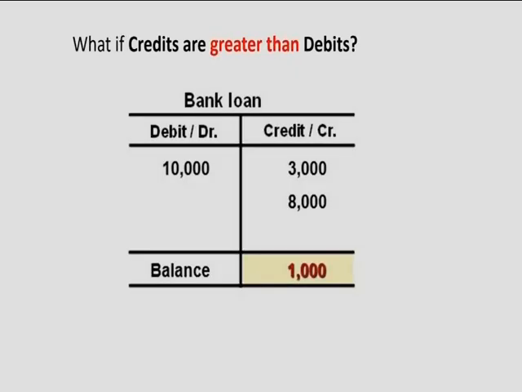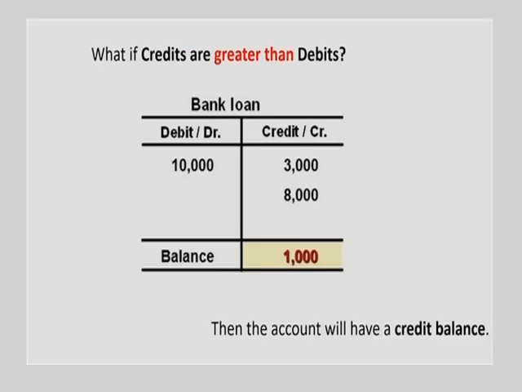Similarly, what if credits are greater than debits? Let's look at this bank loan account. You have on the debit side 10,000, on the credit side 8 plus 3 is 11,000. So on the credit side it exceeds by 1,000. What are you going to tell? You can simply tell this account has a credit balance of Nu 1,000.